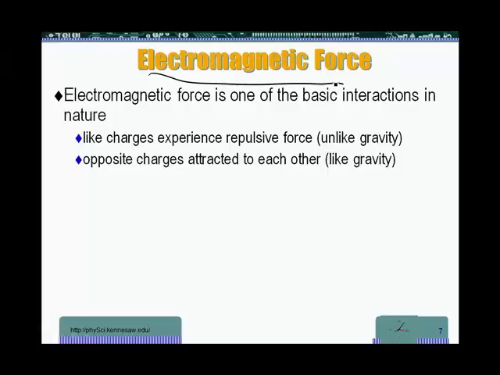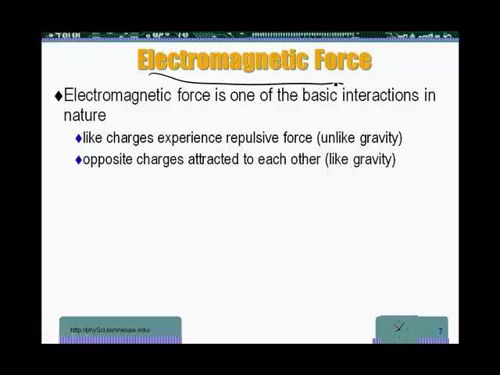Now, the electromagnetic force is one of the basic interactions in nature. Another one that you are familiar with is the gravitational force. The other two are the strong nuclear force and the weak nuclear force. Both are limited in range. They are focused on forces that govern the nucleus of an atom, or how to hold together the nucleus in an atom.